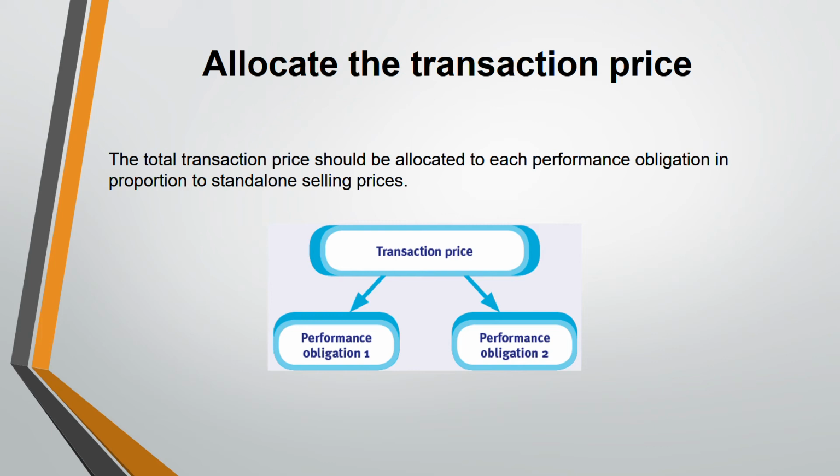So this one transaction price will be allocated between the two performance obligations based on their selling price, because for performance obligation one a selling price will be given, and for performance obligation two a selling price will be given separately. So based on that selling price you can find out the transaction price also.